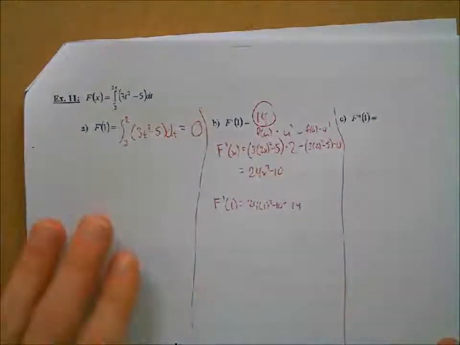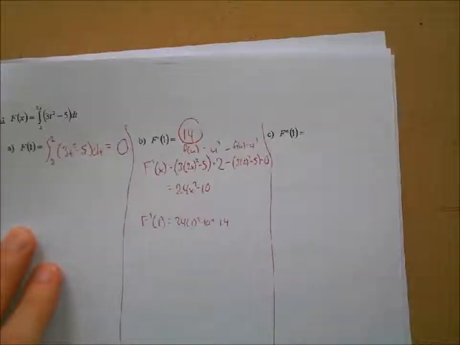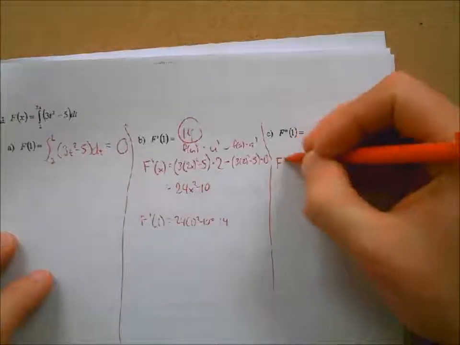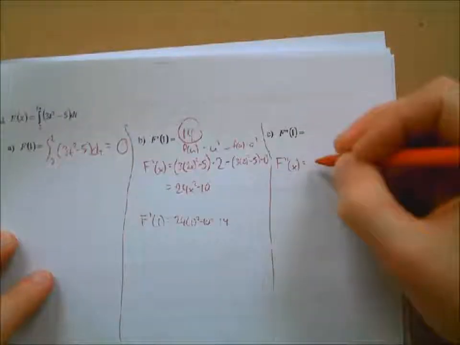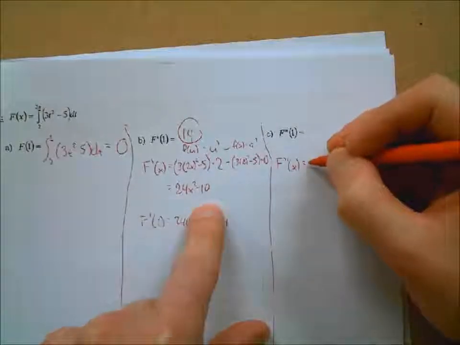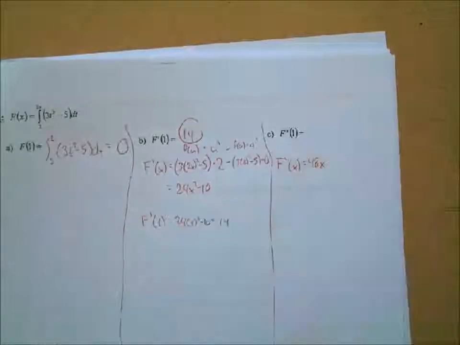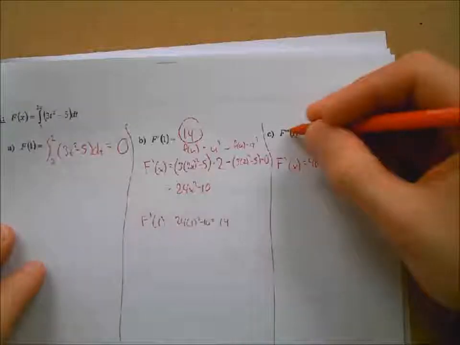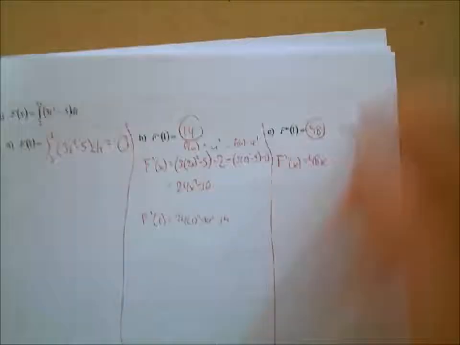Okay, and then finally letter C, f prime prime of 1. What do we do now? Well, what is f prime prime going to be? What's f prime prime of x? The derivative of f prime, which is right here. So it's just going to be 48x. That's it. We're just taking the derivative of that thing. Okay, and so then f prime prime of 1, 48.